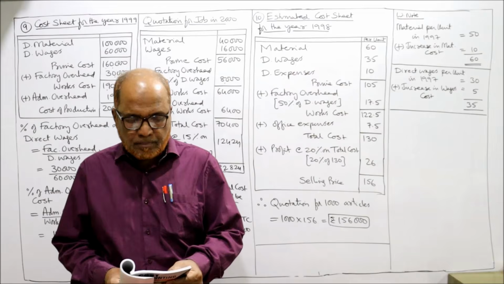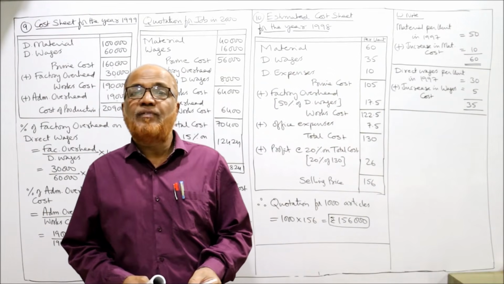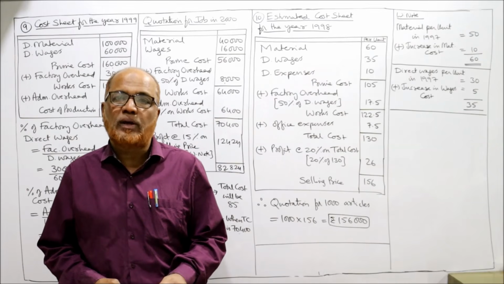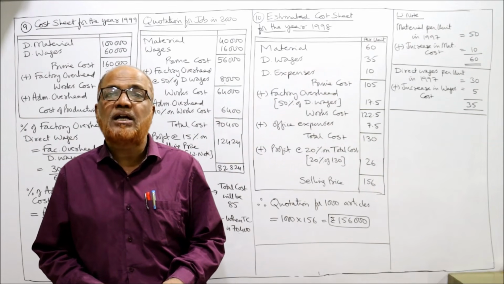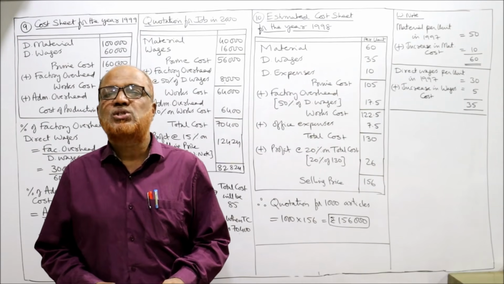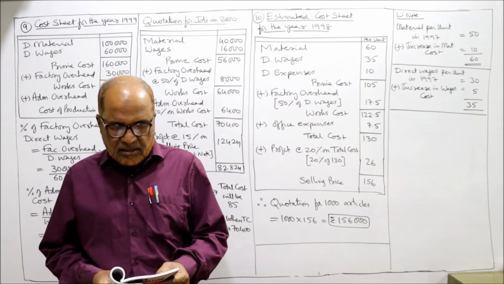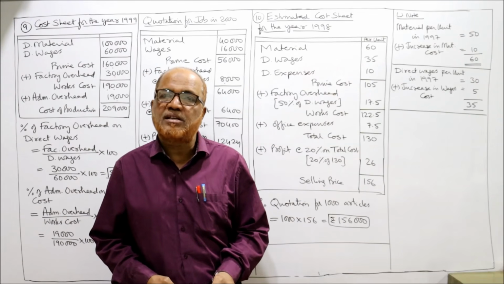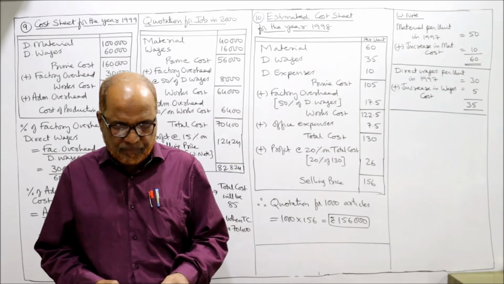Similarly, wages per unit by rupees 5. Wages भी 5 रुपये बढ़ गए. Last year wages was 30 rupees per unit. Now current year it will become 35, 5 rupees increase. But direct expenses will remain constant. So last year direct expenses was 10 rupees per unit. And this 10 rupees remains constant given in the problem.